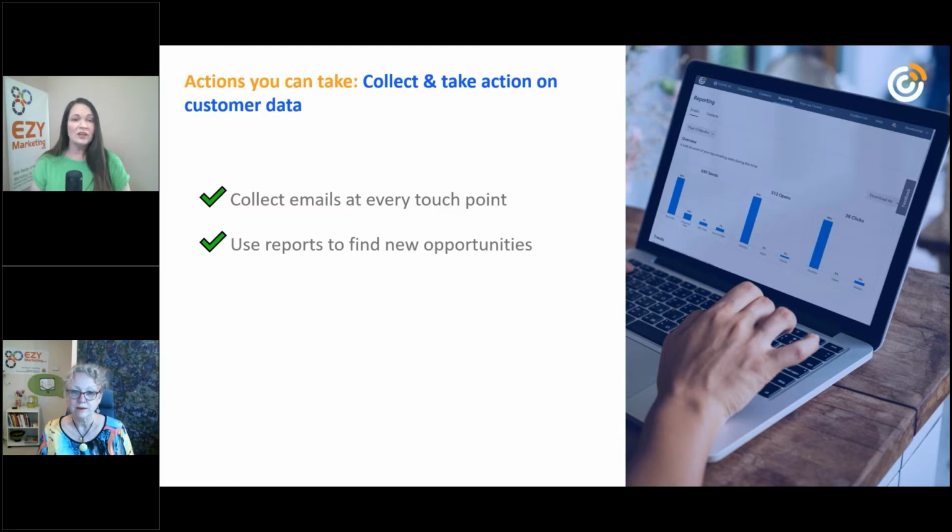The second thing you want to do is use reports to find new opportunities. So you have to be looking at your data. If you look at it as a whole, it tells a story. So it's going to tell you things like, what does your typical customer look like? How and when are they consuming information? And what things are they most interested in? And therefore, how can you reach them?